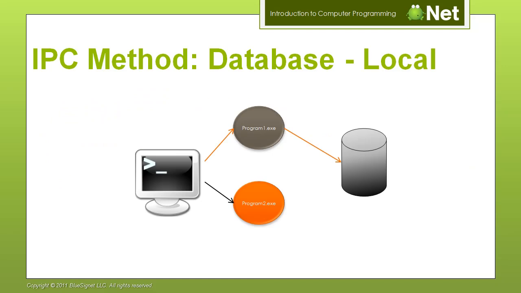So here's an example, and it's very much like the file example. It's just that we're pulling from a database. So the computer spawns program 1 and program 2, and program 1 sends something to a database, then program 2 retrieves something from that database. So effectively, these two programs were able to communicate by using the database as an intermediary.